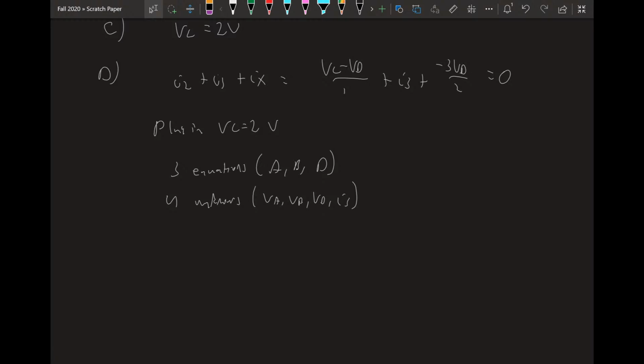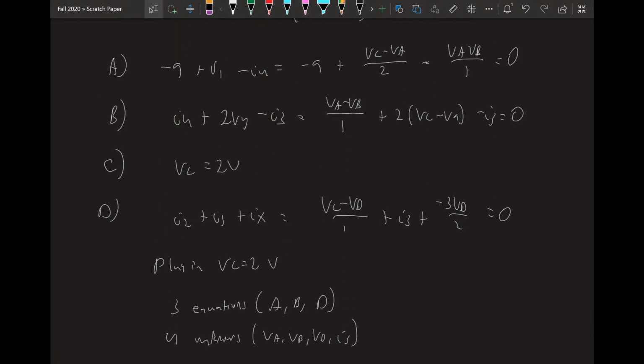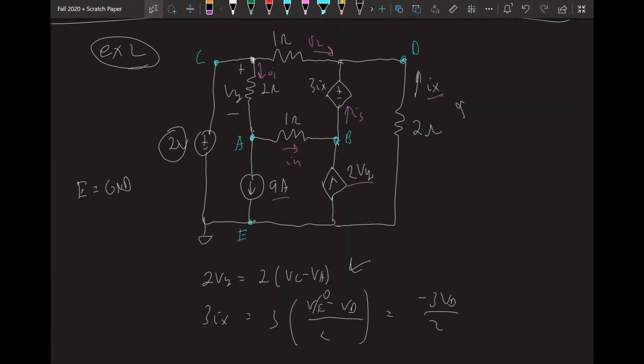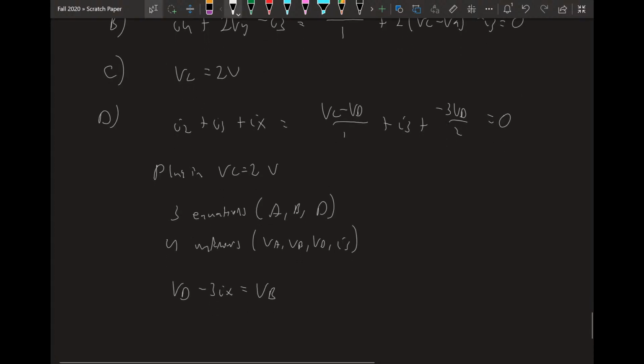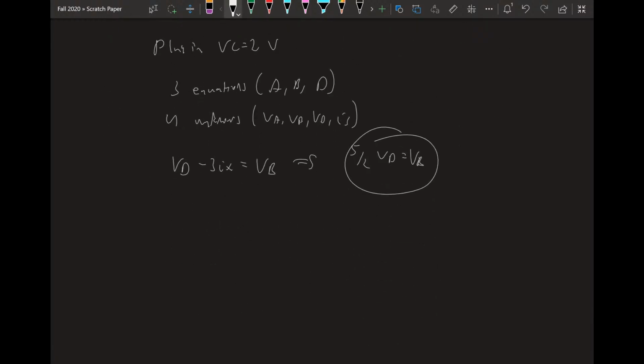So we can find a relationship between VD and VB as VD minus 3Ix equals VB. Now, where did I get that from? Just looking at the circuit, we can say VB is VD minus whatever this voltage source is, which just happens to be 3Ix. So when we plug it all in, we get the relationship of 5/2 VD equals VB. So here's our 4th equation. So now we have 4 equations, 4 unknowns, and we're going to solve eventually using math, which I will not show. VA equals -2, VD equals +2, and you can get everything else from there.